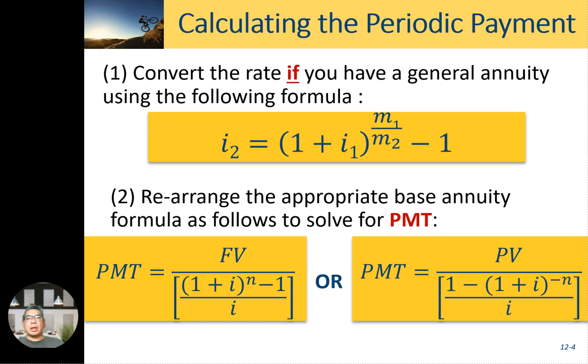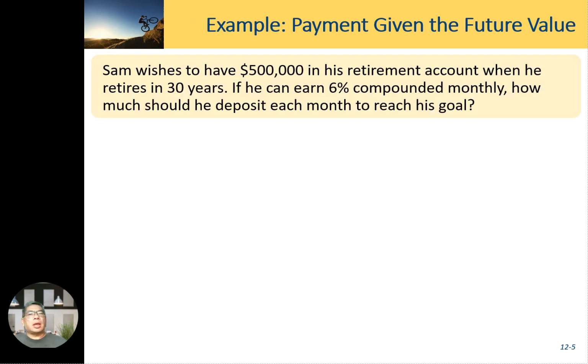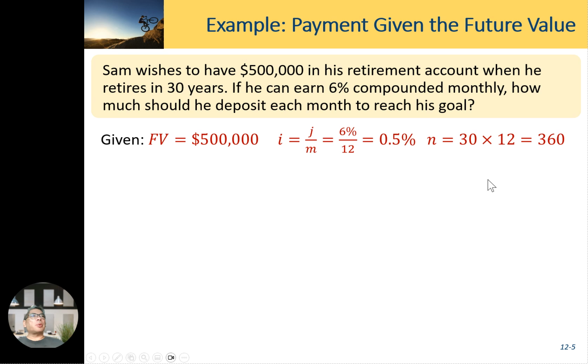Let's dive into the logic here. Example: Sam wishes to have $500,000 in his retirement account when he retires in 30 years, and he can earn 6% compounded monthly. How much must he save each month to reach this goal? We start with 500,000, which is your future value. i is 6% divided by 12, which is 0.5%, and n is 30 times 12, which is 360.